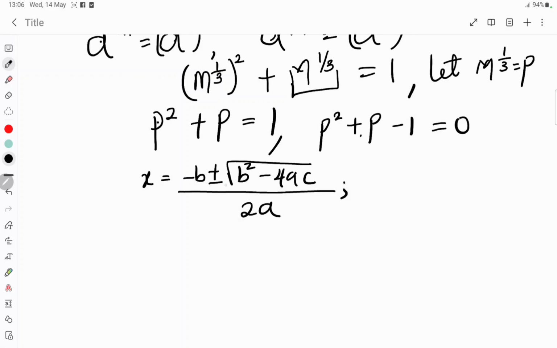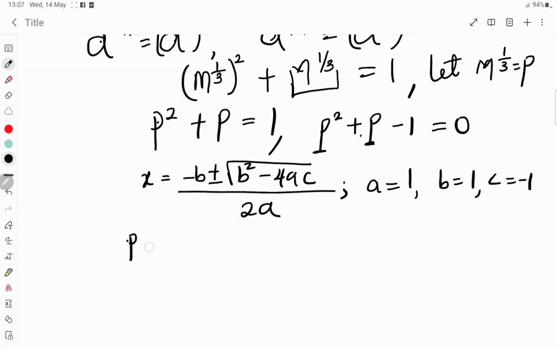Then, on knowing this, a is the coefficient of p squared, which is 1. B is the coefficient of p, which is also 1. And c is the constant, minus 1. So, on knowing this, you are going to plug it in here to find the value of p.